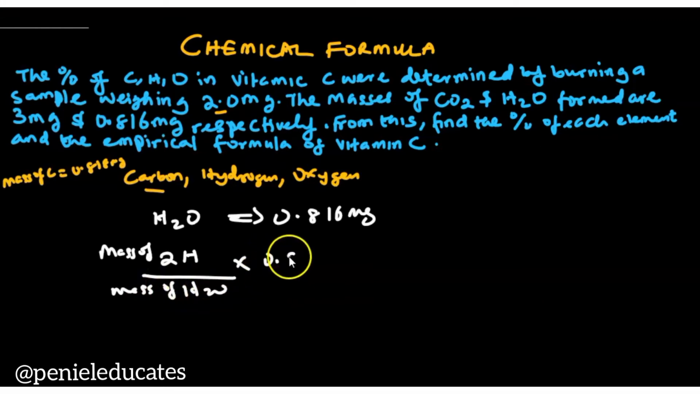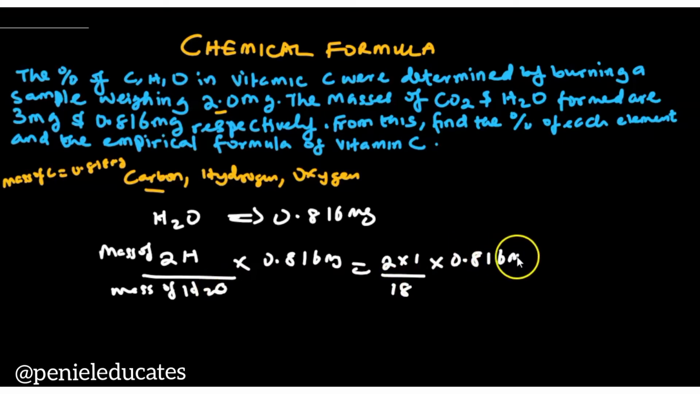multiplied by 0.816 milligram. All right, so we have the mass of hydrogen, 2 times 1. The atomic mass of hydrogen is 1, so 2 multiplied by 1, that's 2, over this, that's 2 plus 16. Oxygen is 16, that is 18, multiplied by 0.816 milligram. So once you do that, you're going to have 0.0916 milligram.